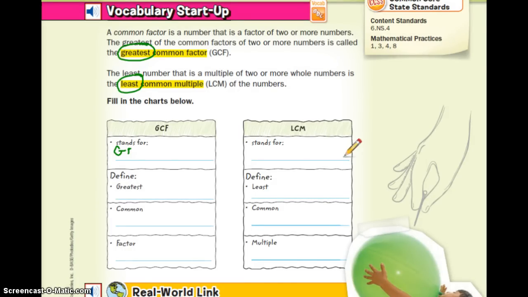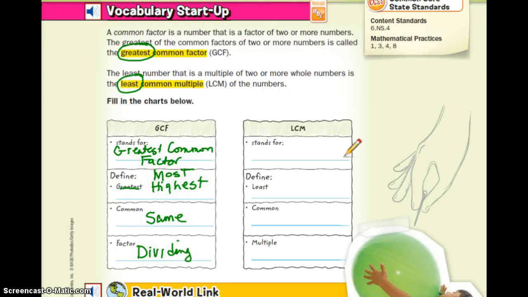Greatest common factor, greatest common factor. Now, what are some words for greatest? If we were to see greatest in a word problem, we would definitely see the word greatest, but we might see the word most or the word highest. Common means same. And factors are accomplished through division. So when we think about factoring, we think about dividing.